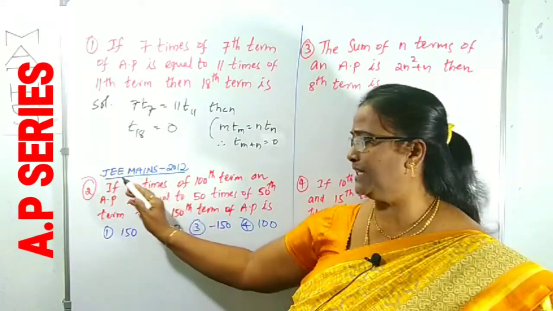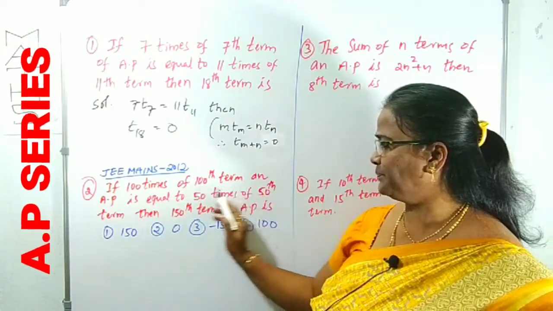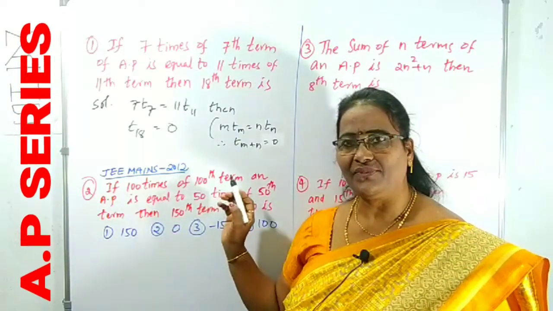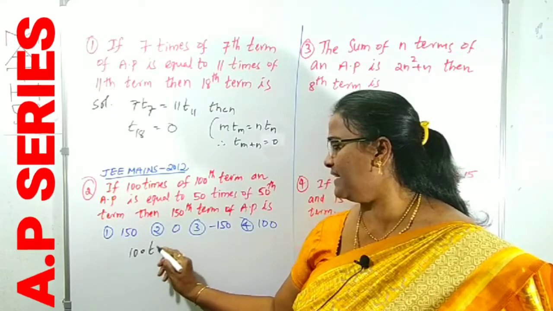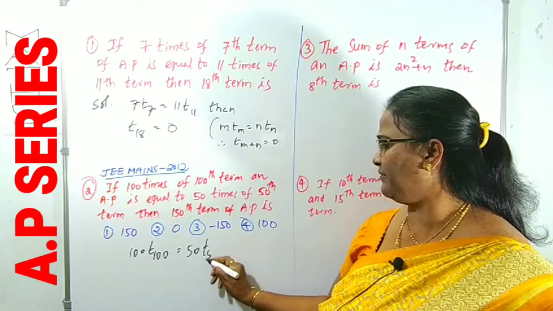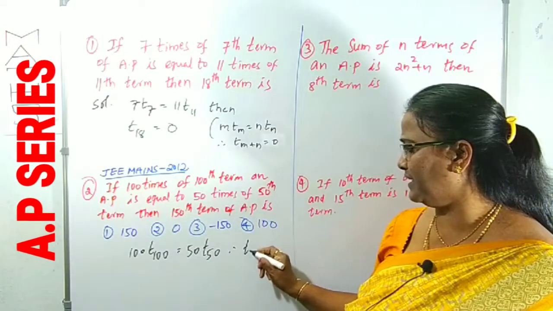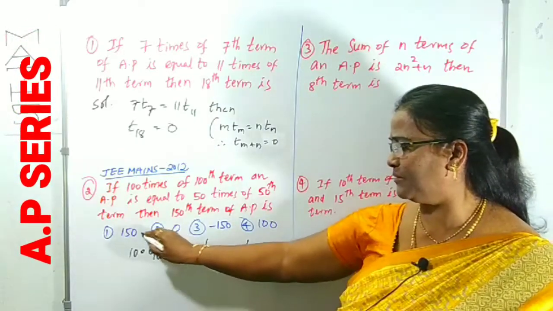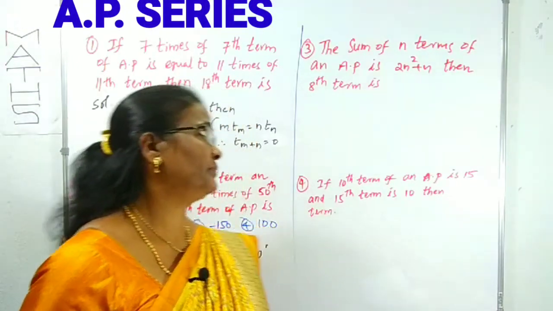This is a proof: JEE 2012 given. If 100 times the 100th term of an AP is equal to 50 times the 50th term, 100 T100 is given as 50 times T50, 50 into T50. Now what is asked? The 150th term, T150. What is the answer? 100 plus 50, only 150. Immediately you can pick the second option. That's it. That was given in JEE Mains 2012.